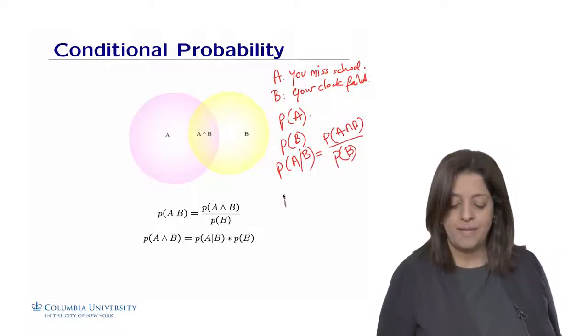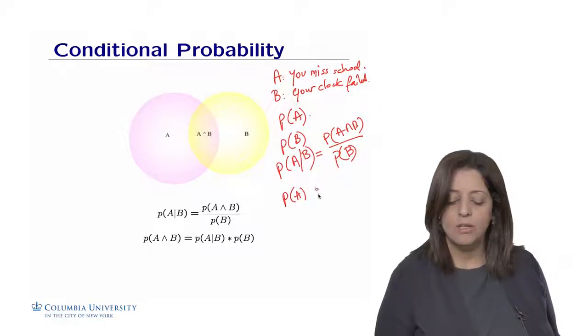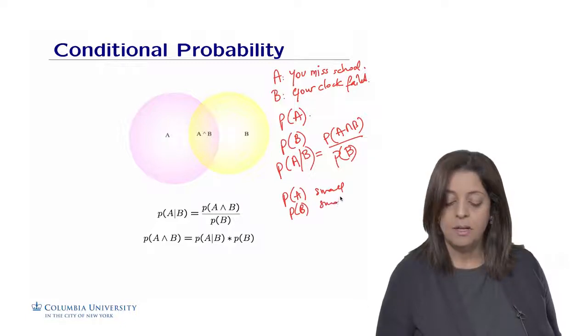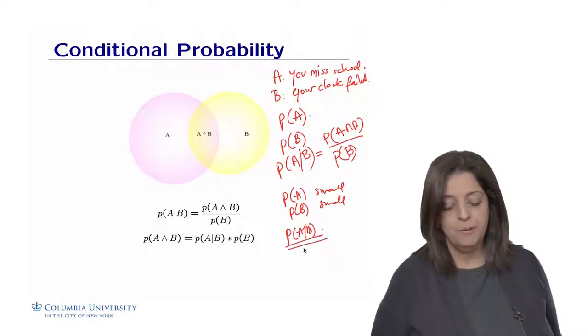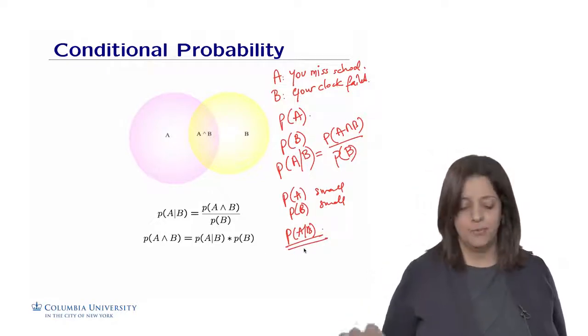So you could expect that P of A would be small, right? P of B could be small. It's rare that you miss school. It's rare that your alarm clock fails. However, the probability of A given B could be much larger, okay? Because you probably would be missing school whenever you're not waking up in the morning.